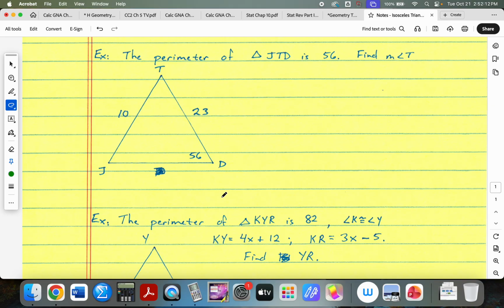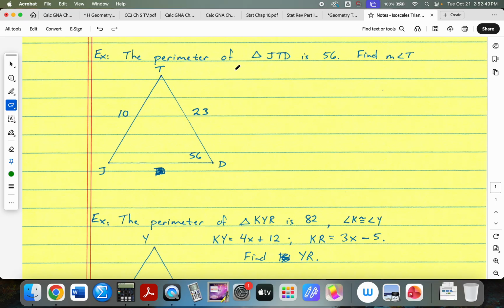Let's work a couple of perimeter problems. So remember that the perimeter of a triangle is not any special number. It's just the sum of all the sides. It tells me the perimeter is 56, but then it asks me to find angle T. And at first you may be going, what does the perimeter have to do with the measure of that angle? Well, it's not immediately obvious. But how do I find perimeter? Add up all the sides. Which is the only side I don't know then?